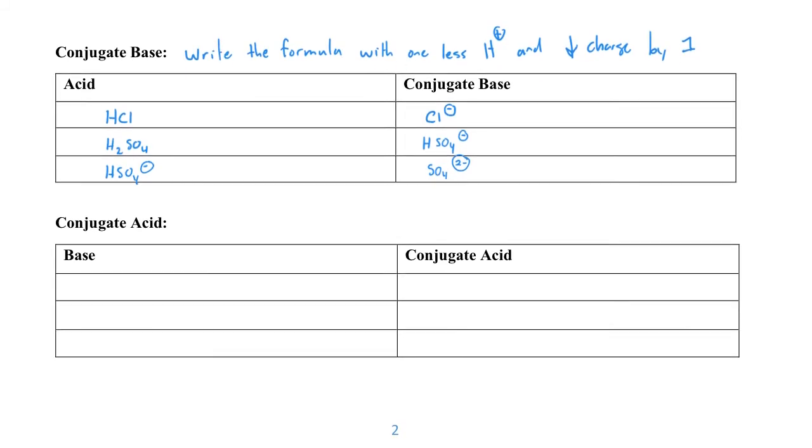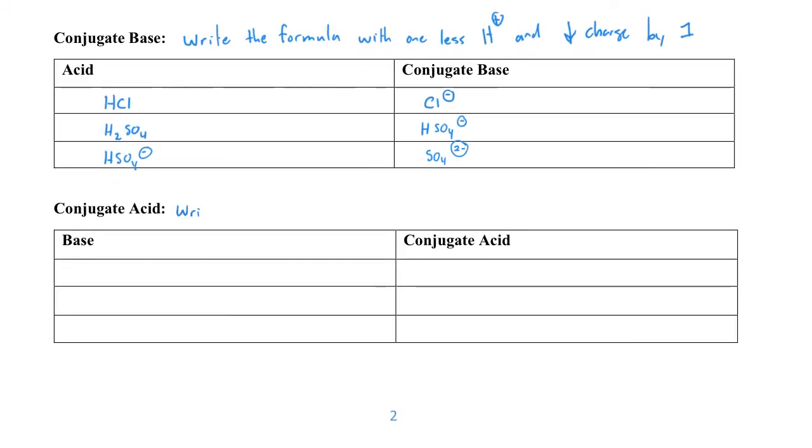So now let's talk about how we would write the formula for a conjugate acid. For a conjugate acid, we take the formula of the base, but instead of subtracting a proton, we add a proton to it. That's because bases accept protons. So we write the formula of the base with one additional proton, and then we increase the charge by 1, because we're adding an H plus to it. So for example, what if we had the base hydroxide?